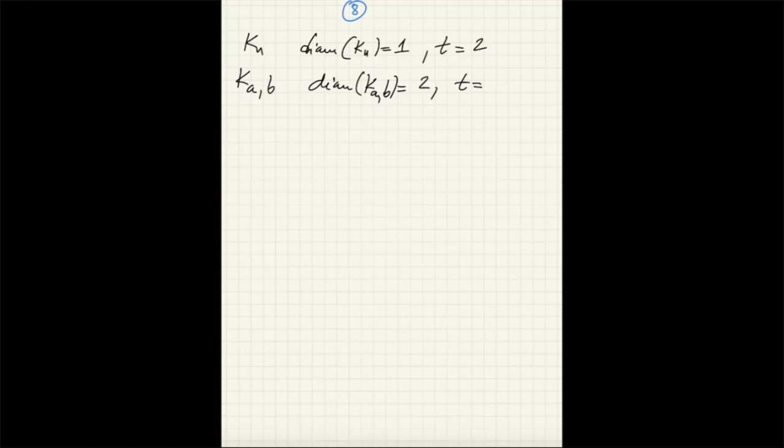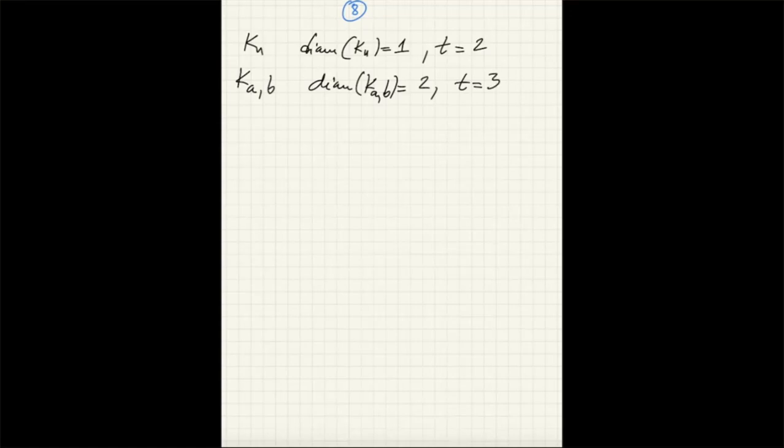There are examples of graphs for which the result is sharp. For example, for the complete graph Kn, the diameter is 1, and t, the number of distinct eigenvalues, is 2, because you have the eigenvalue n minus 1 and minus 1. For the complete bipartite graph K_{a,b}, the diameter is 2, and the number of distinct eigenvalues is 3.